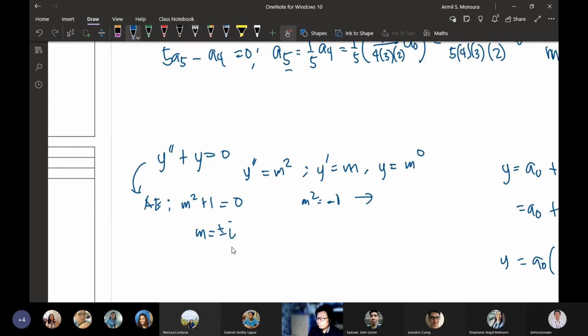Now, what is our rule? This results in a complex number. The roots of your auxiliary equation is a complex number, equal to 0 plus bi. In this case, b is equal to 1, but let's use 0 plus bi first. If the root of the auxiliary equation is a complex number, what is our solution?